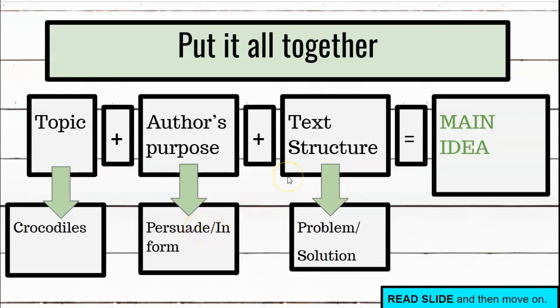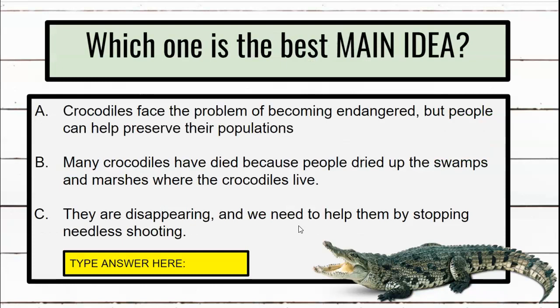And the text structure was problem solution, because the paragraph introduced a problem with the crocodiles, which is that they are becoming endangered, and then providing us with a solution on how to fix it. So if I put these 3 items together, I can come up with the main idea. At this point, here are 3 possible main ideas.